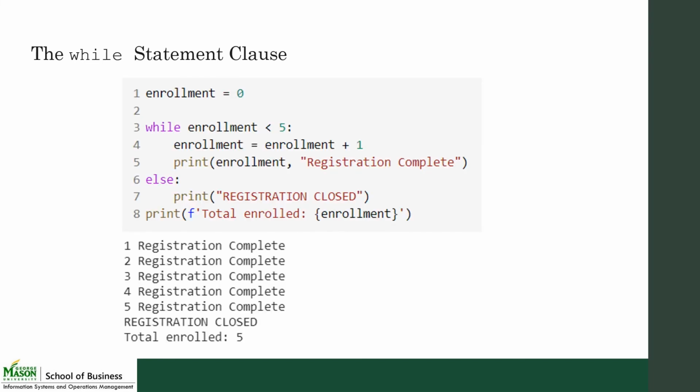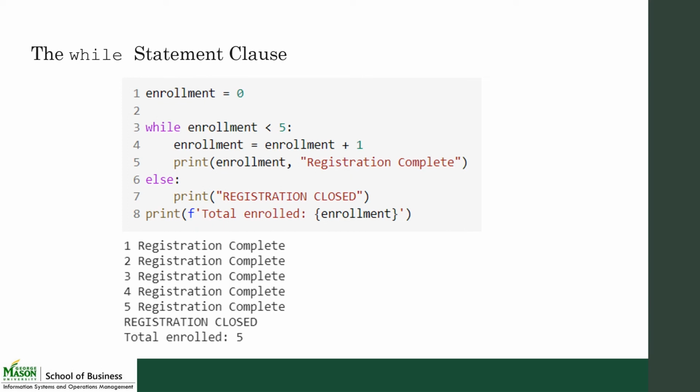Let's take a look at an example of a while statement that involves registration enrollment. In line 1, the enrollment variable is defined and initialized to 0. Then in line 3, the while clause is stated along with its condition that evaluates the value in enrollment. Since enrollment is 0 and it's less than 5, the suite in lines 4 and 5 will be executed.